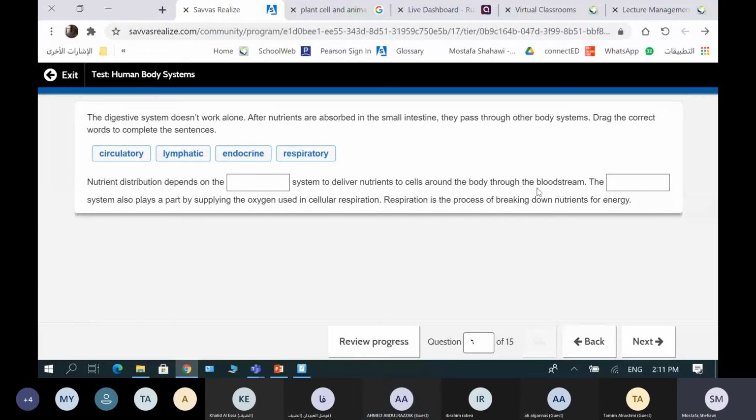Are you sure about that? Nutrient distribution. Yes, circulatory system, teacher. Circulatory, not respiratory. Complete reading. And the second: a system to deliver nutrients to cells around the body through the bloodstream. The respiratory system also plays a part by supplying the oxygen used in cellular respiration. Respiration is the process of breaking down nutrients for energy. Bravo, Ahmed.